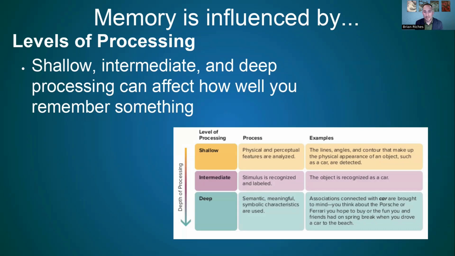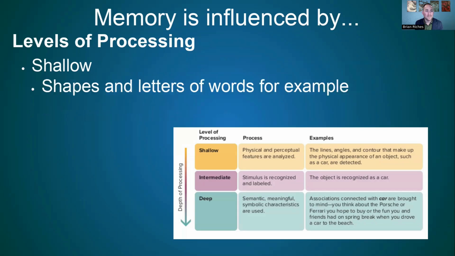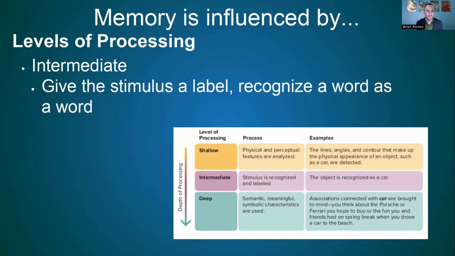I'll try to give some examples to be a little more concrete with these kind of fuzzy ideas. Shallow is, let's say you're looking at this slide. You see some shapes and some letters. You recognize that they're words. That's very shallow processing. You're not reading the words. You just see, oh, there's words on this slide. There's shapes, there's letters, that kind of thing. I see a couple colors. That is a very shallow level of processing. That kind of processing is less likely to go into your memory.